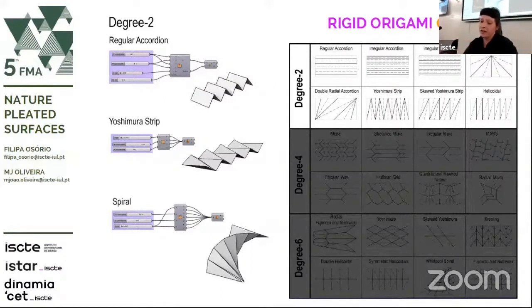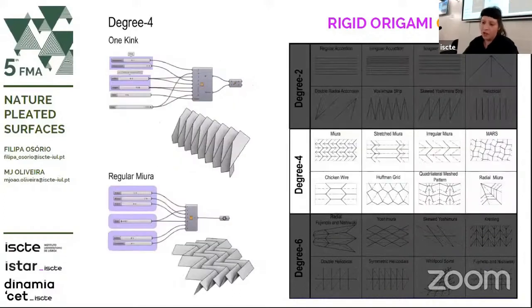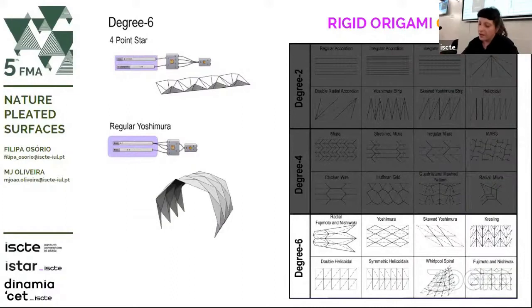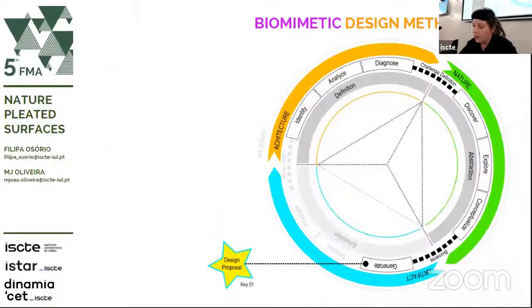This is the two. The four, it's logic: four edges that converge to one vertex, and the six are six edges that converge to one vertex. This was the structure that our participants had to conduct, which had this first domain, which is architecture, and at the architecture stage is located the origami part.